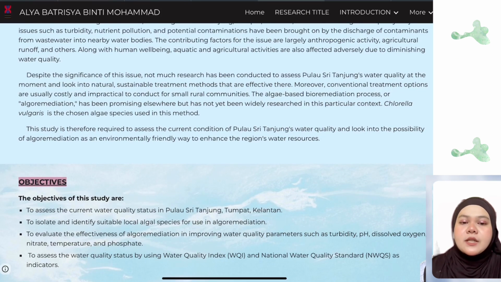The objectives of this study are: first, to assess the current water quality status in Pulau Seri Tanjung, Tumpat, Kelantan. Second, to isolate and identify suitable local algal species for use in algoremediation. Third, to evaluate the effectiveness of algoremediation in improving water quality parameters such as turbidity, pH, dissolved oxygen, nitrate, temperature, and phosphate. The last one, to assess the water quality status by using Water Quality Index (WQI) and National Water Quality Standards (NWQS) as indicators.